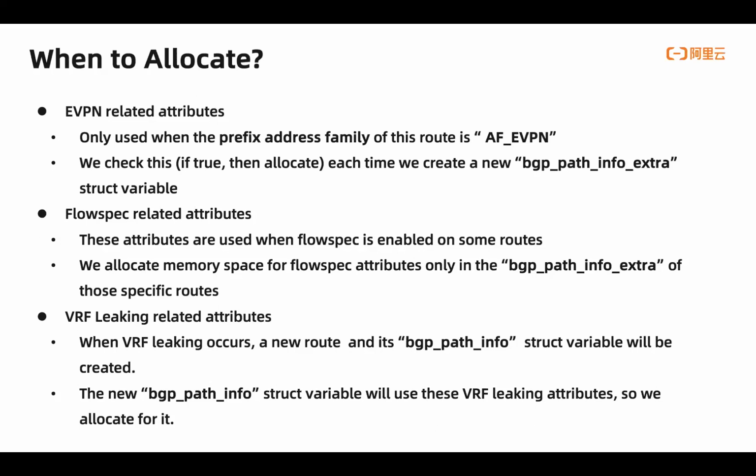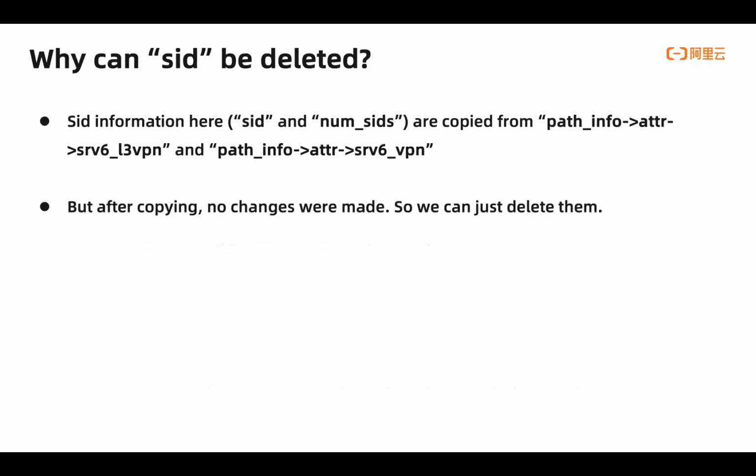So we allocate memory space for flowspec attributes only for those specific routes. As for VRF leaking related attributes, when VRF leaking occurs, a new route and its BGP path info extra variable will be created. The new BGP path info extra variable will use these VRF leaking attributes, so we allocate for it. As mentioned earlier, we delete sid and num sids because the sid information here is copied from the attr field of path info. But after copying, no changes were made to these two attributes, so we can just delete them.